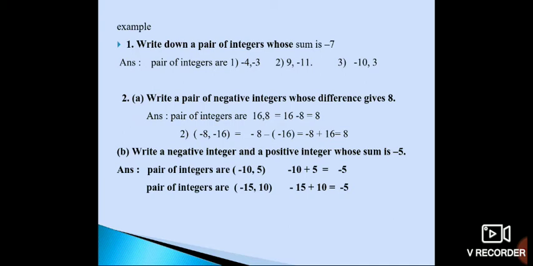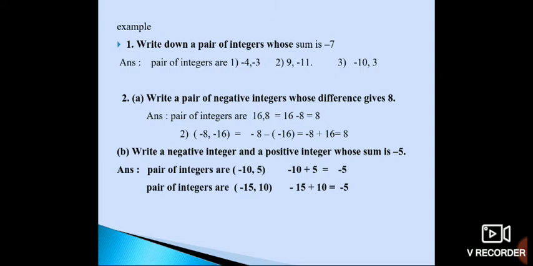Let us solve some more examples which are similar to your exercise. Write down a pair of integers whose sum is minus 7. Answer: here I have written three pairs: minus 4 and minus 3, minus 11 and 4, minus 10 and 3. When you add these three pairs, the answer will be minus 7.